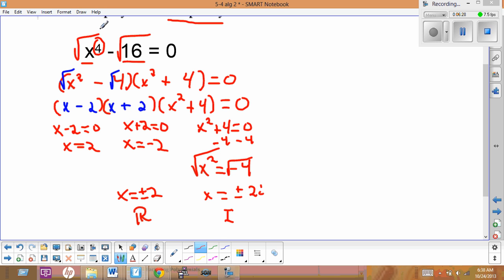Okay, that's our example. I'd like you to summarize our steps on what we did. Create yourself a set of steps, so if I give you similar problems, you'll be able to do them. And if you have any questions, we'll talk about them in class.